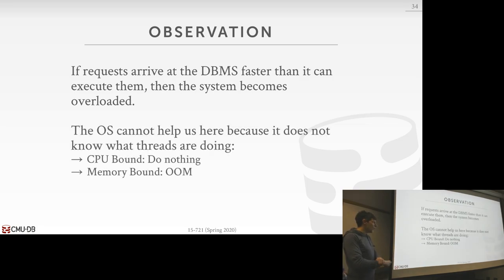So once again, the OS is not going to help us, because if we're CPU bound, then it just does nothing, right? If we're memory bound, and actually what his question is, if I allocate 1 terabyte of memory and I don't have 1 terabyte of memory and I don't have 1 terabyte of swap space, what's going to happen? Well, the OS has this special thing called the out of memory killer, OOM. Basically it says, I'm running out of memory, I'm running out of swap space, let me pick a random process and just kill it, right? And you get a SIGTERM, it just kills you.